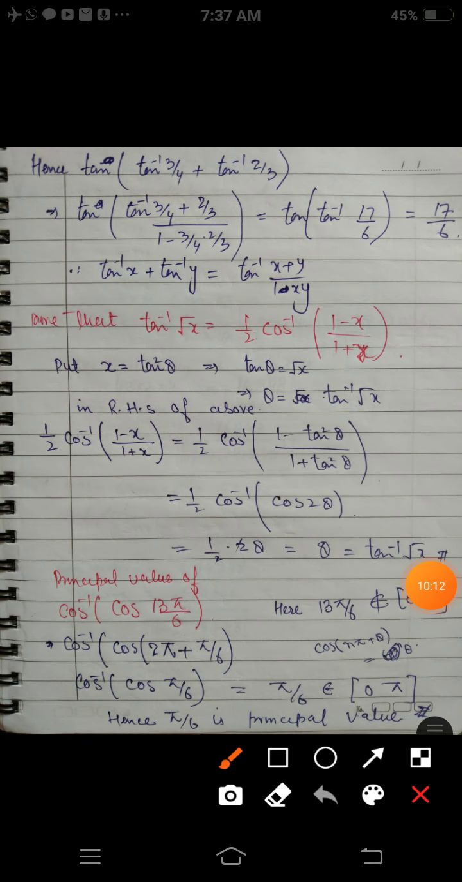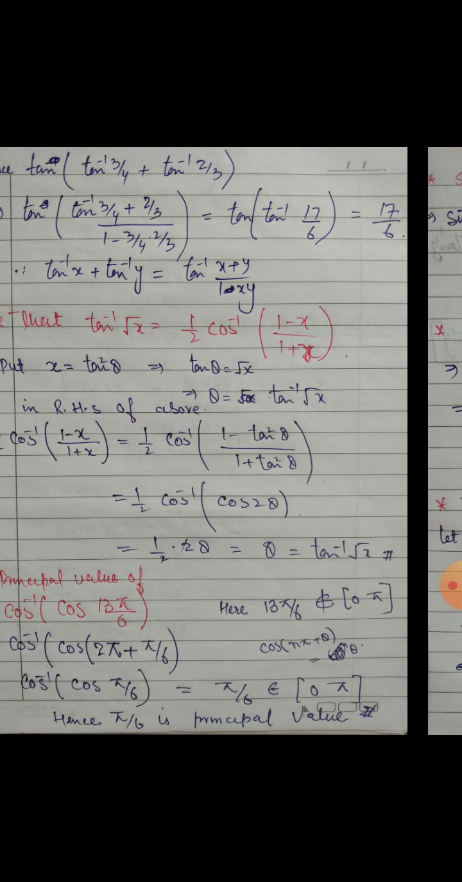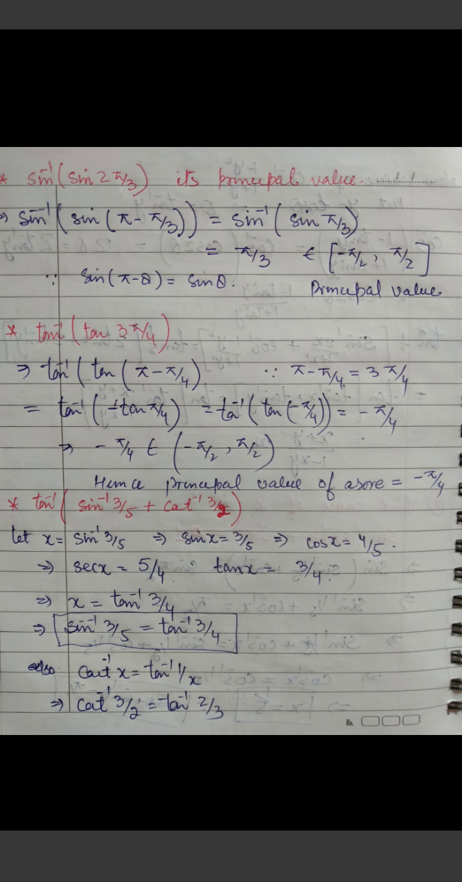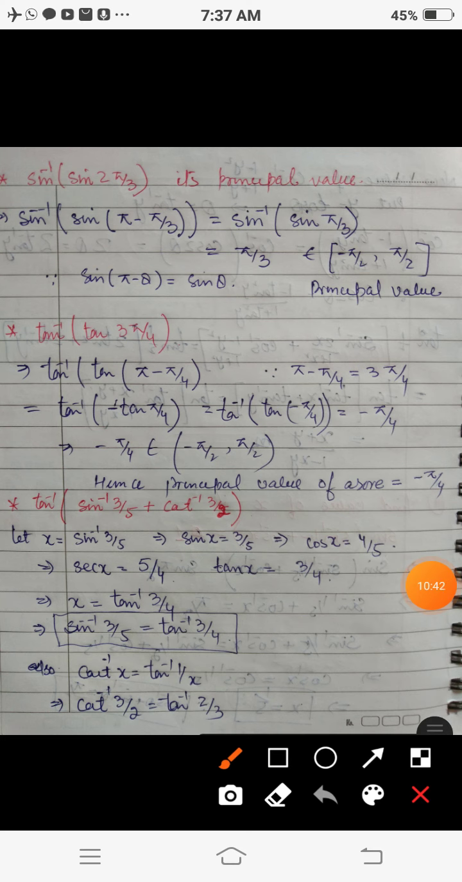So we have tan inverse 2 by 3 and tan inverse 3 by 4. By using tan inverse a plus tan inverse b is tan inverse of (a plus b) upon (1 minus ab), you can find its value, that is tan of tan inverse 17 upon 6, which is simply 17 upon 6. So 17 upon 6 is the required value for tan of (sine inverse 3 by 5 plus cot inverse 3 by 2).